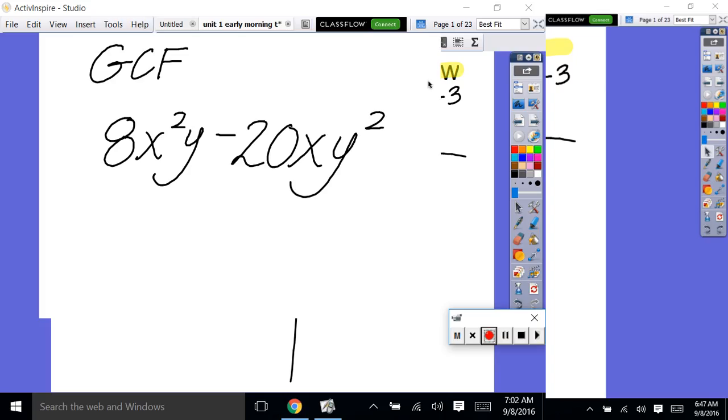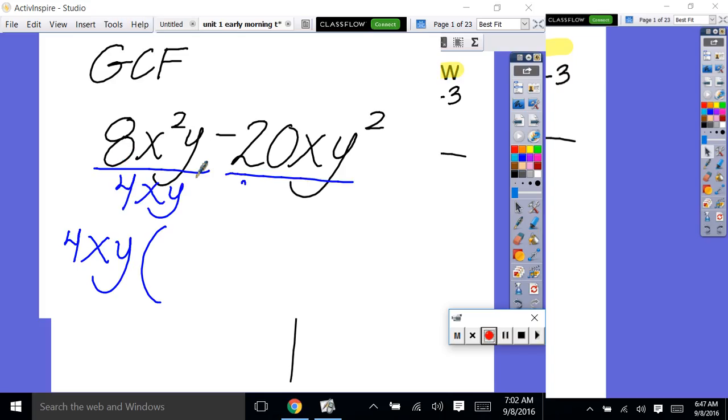8x squared y minus 20xy squared. So do they both divide by 2? They do, but let's see. 4? 4. Okay, we'll pull out a 4. There's something more. This has an x, this has 2 x's, so let's pull out 1x, correct? This has a y, this has a y squared, we'll pull out a y. You guys, please write that and then go back and divide. It's just worth it to write it and get it right.